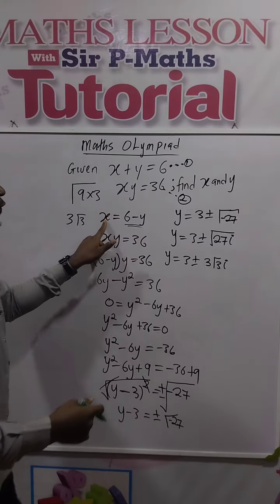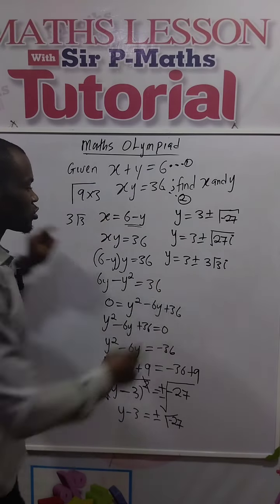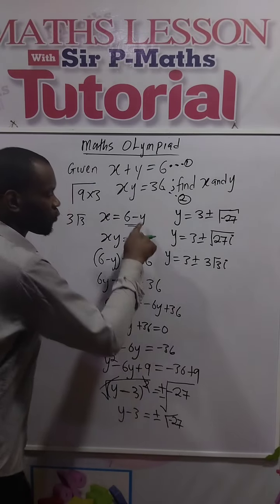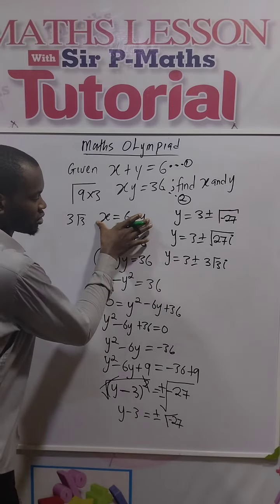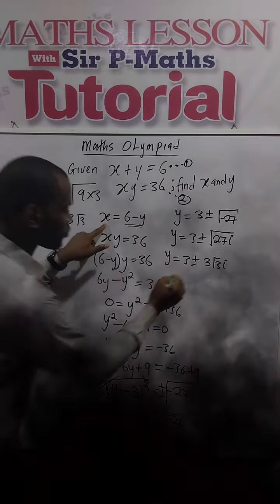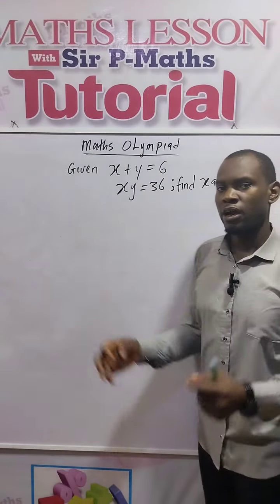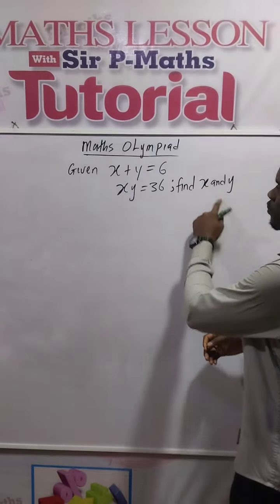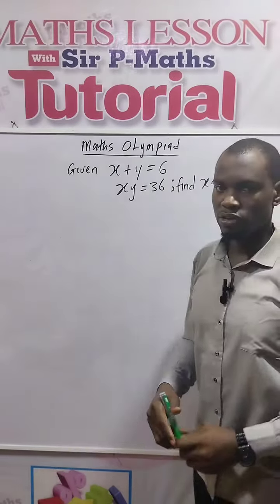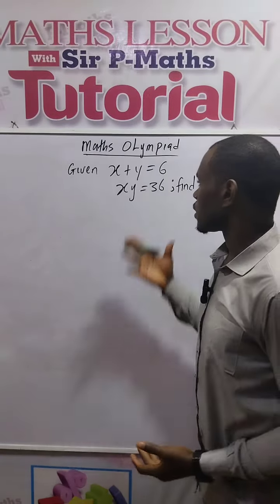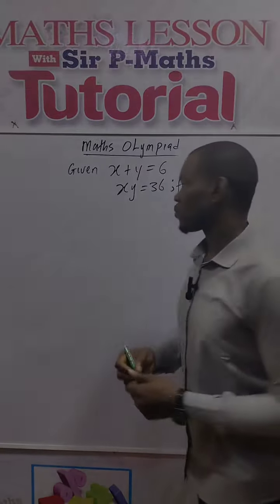Let's get the value of x. We've gotten the y, so we are going to substitute this for y in this equation and get the value of x. We have this math Olympiad question on the board to simplify, and we are asked to find the values of x and y given the equations. So this is a simultaneous equation. Let's see how we find the values of x and y.